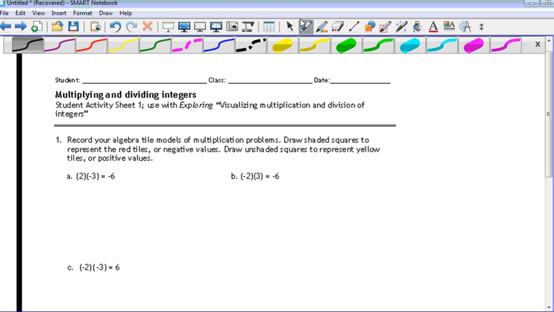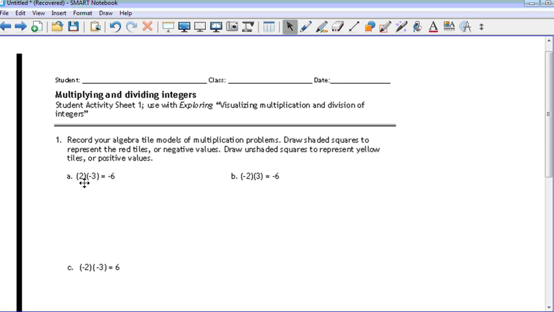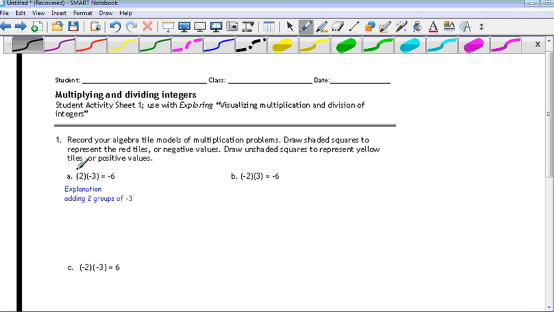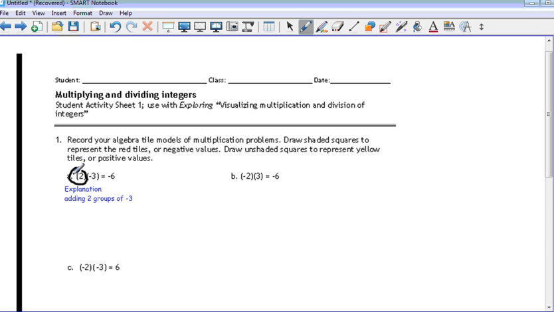The way that I'm going to explain this out is this. 2 times negative 3 equals negative 6. So right here, my explanation is I'm adding two groups of negative 3. The reason that I'm saying it's adding is because the sign for the first number, the 2, is positive, and positive means to add. So I'm adding two groups of negative 3. Next, I'm going to do the computation.